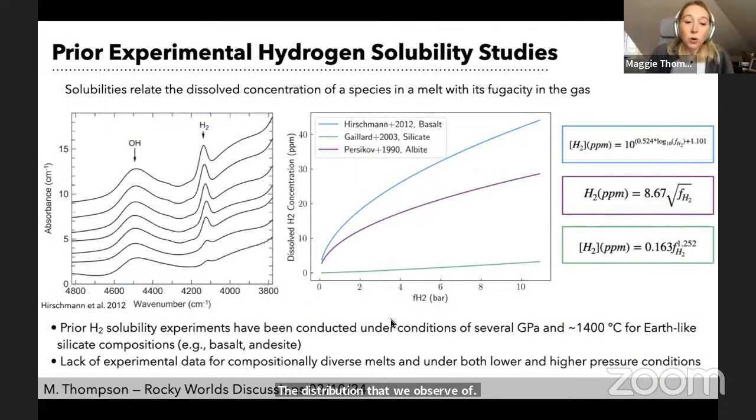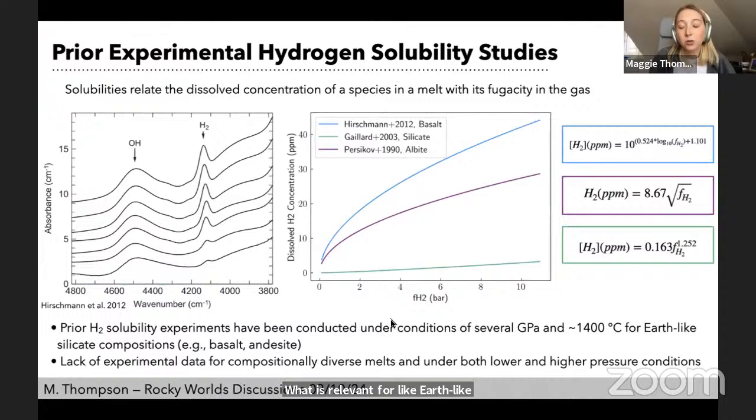Okay. So what do we know so far about hydrogen solubility? There's been a series of studies done, and I'm just showing several here. This is not a fully comprehensive list. But again, what you're mainly looking at is trying to understand how much hydrogen you can stick into a particular melt under a range of conditions, so under different temperature, pressure, redox state, and melt compositions. A lot of the prior hydrogen solubility experiments have been conducted under several gigapascal conditions and for temperatures that are relevant for Earth-like mantle compositions.